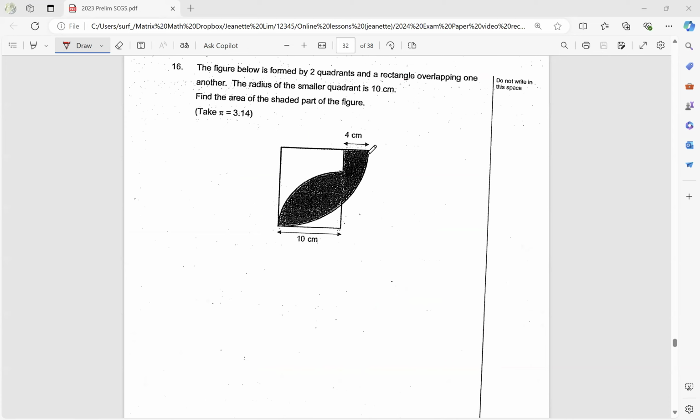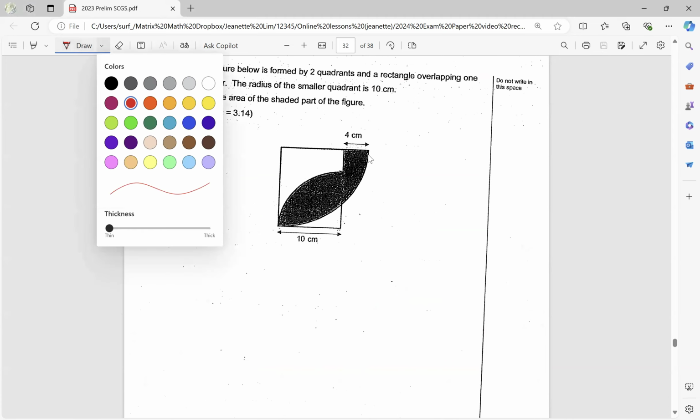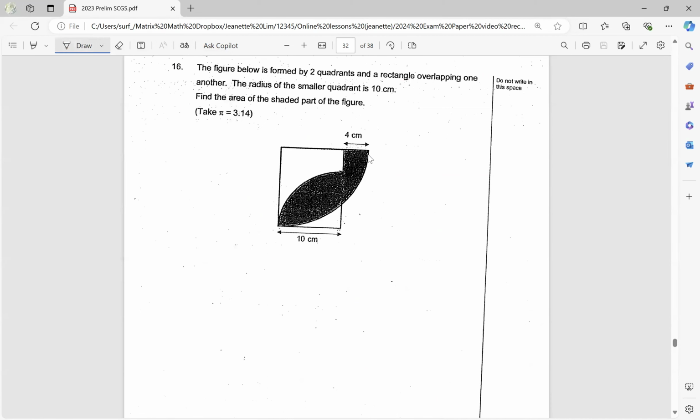So let's cut this diagram. Okay, I'm going to cut it this way. So like in this quadrant, right, there's actually a triangle. And then this is what we call a half petal. So in the bigger quadrant, I'm going to cut this line all the way up. Okay, let's name this A. Let's name this B. And then C.